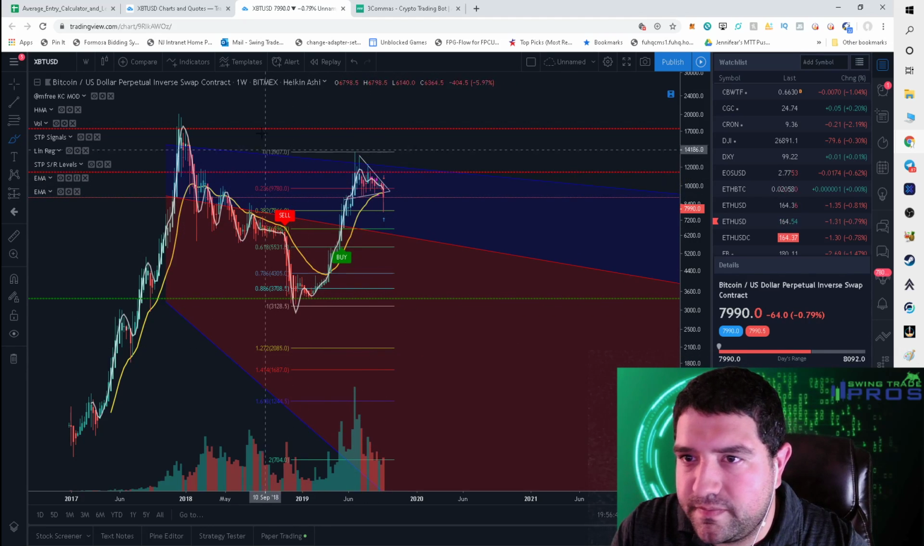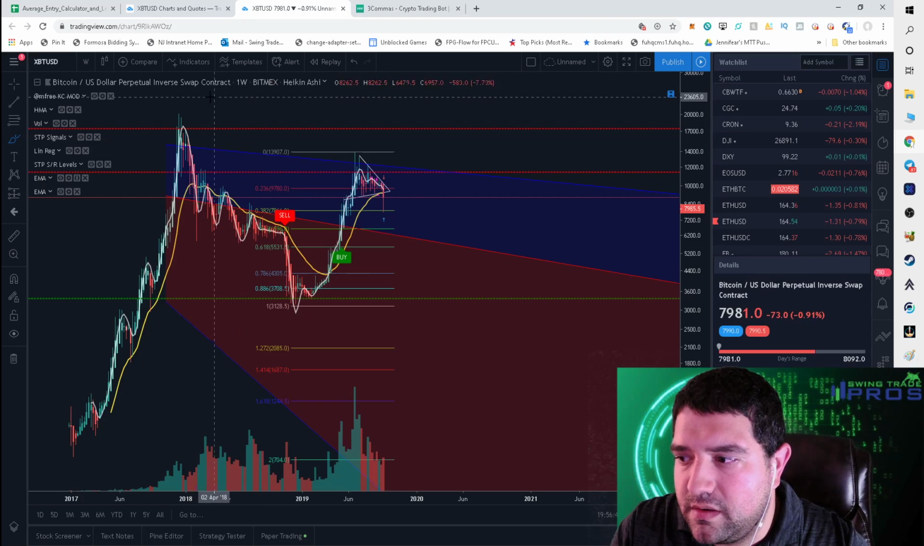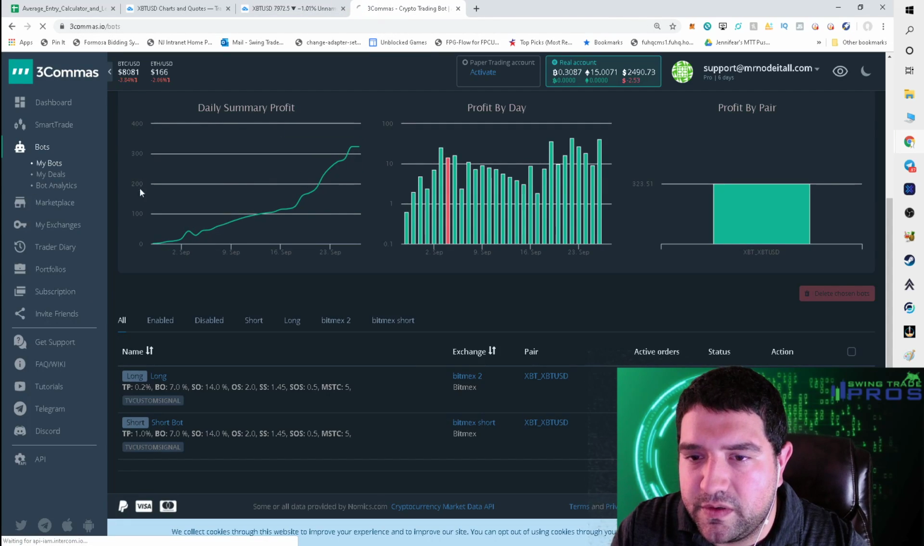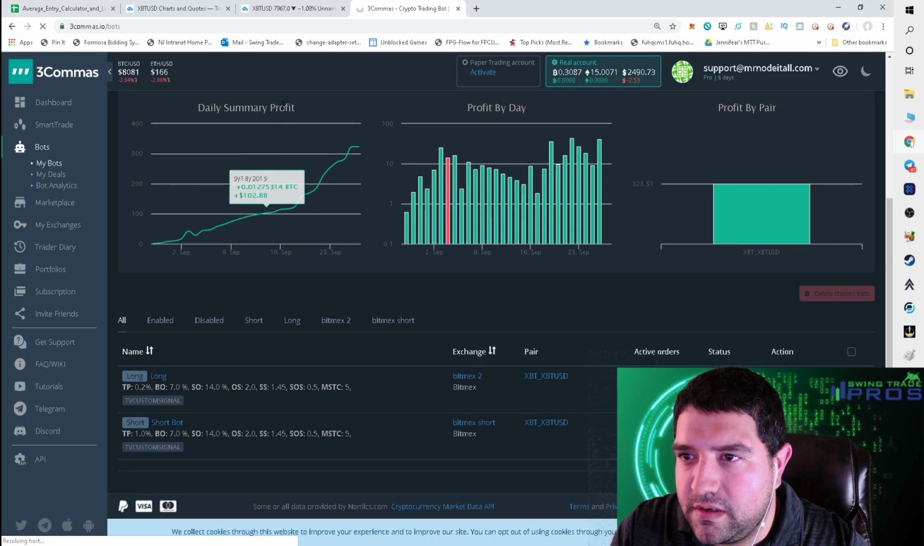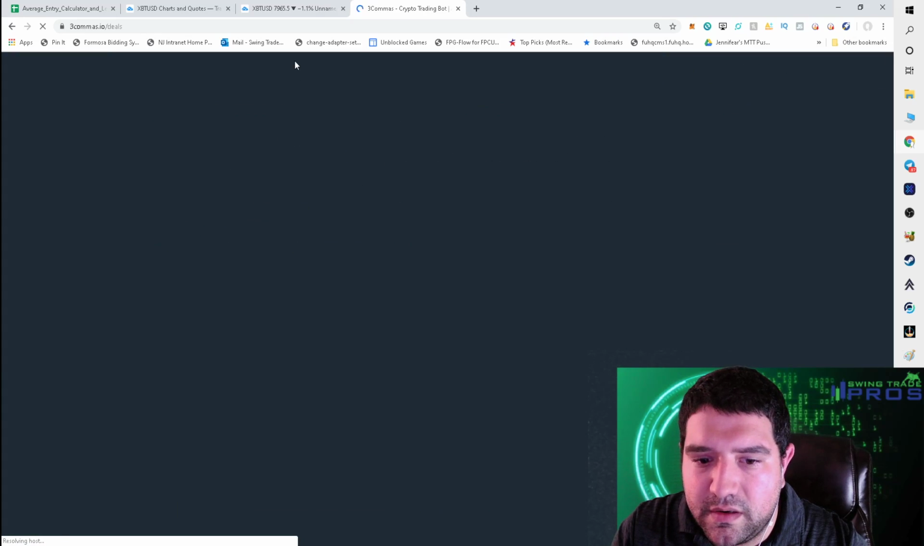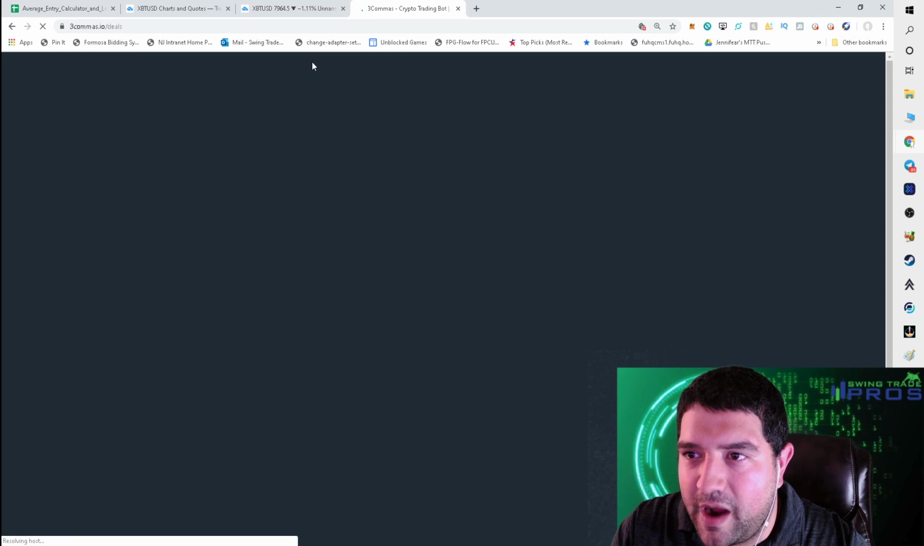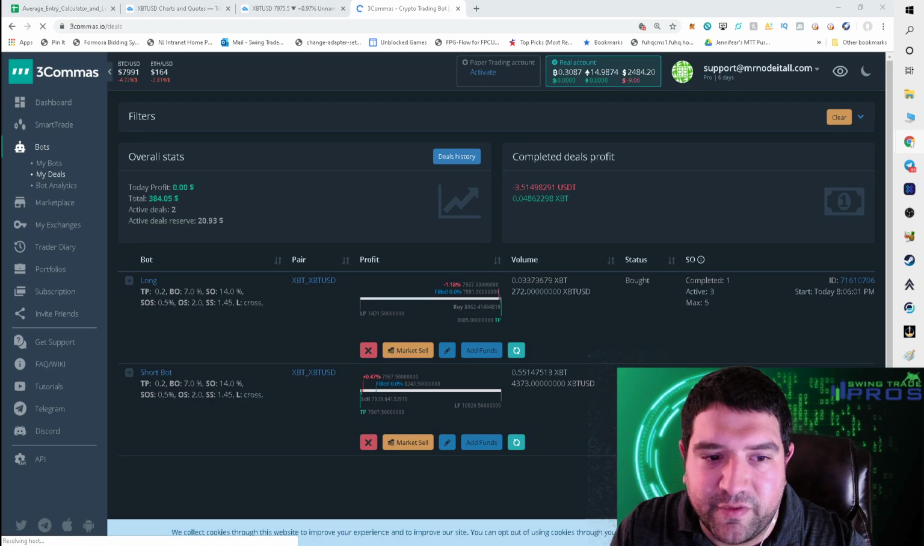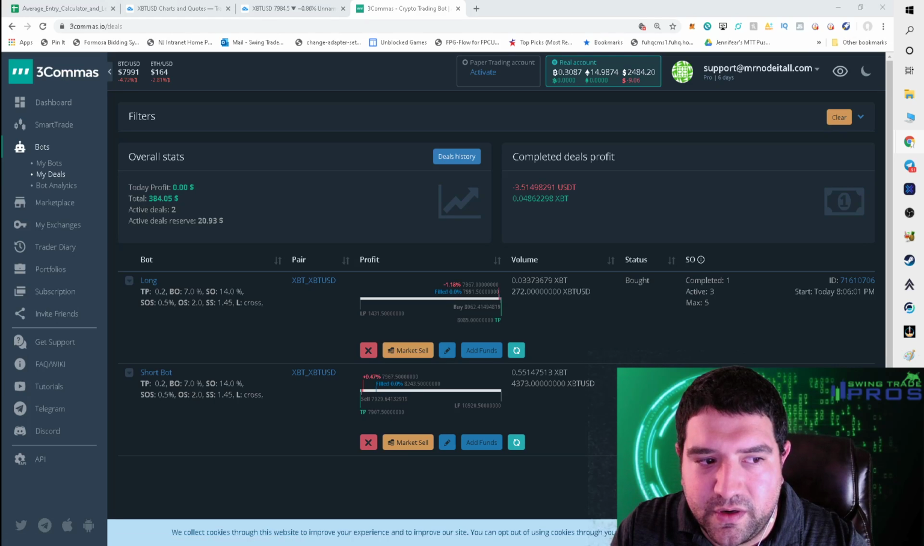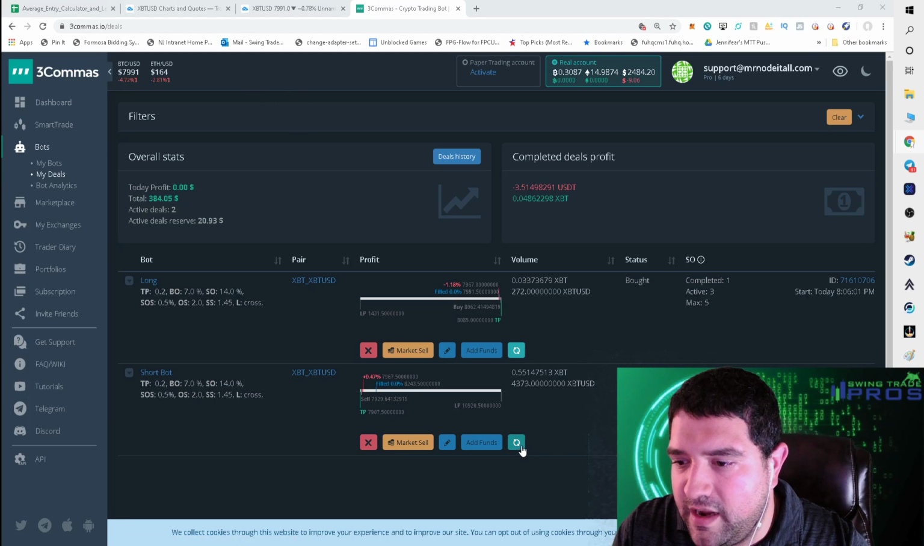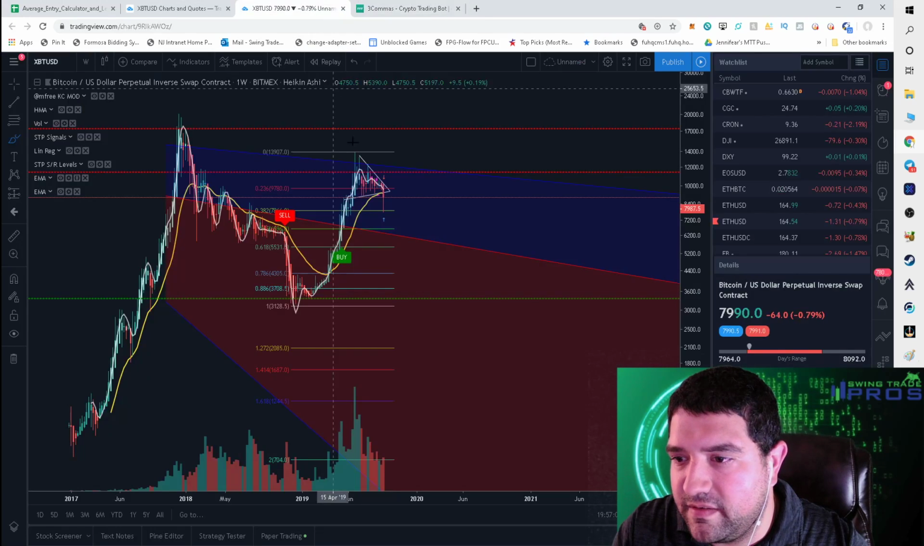So I think my short's actually about to fill. That's pretty cool. Let's see if it does. My short was actually in for a lot on this one. I took some risk on this short. I needed 79.07 to take profit on it, so may not even get there.